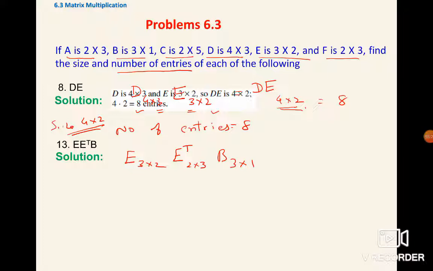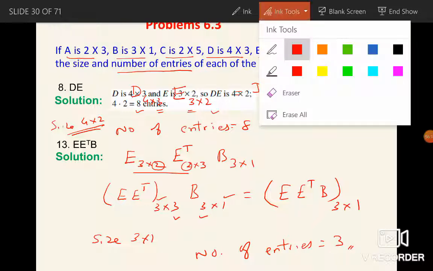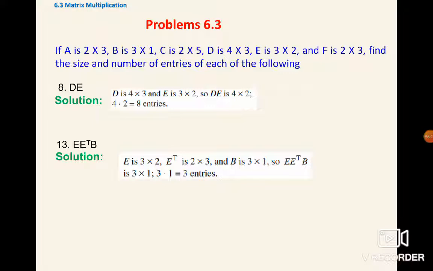Now let's find the product. It is possible because these two numbers are matching. So E transpose, when you multiply, you get an outcome matrix of size 3 by 3. Now we can multiply it by 3 by 1 because these two numbers match. And the outcome matrix E transpose B is of size the first number and the last number, so 3 by 1. So the size for this part is 3 by 1. So the number of entries is 3, 3 into 1 is 3. What is next? So let's clear the screen. The answer is also given here.